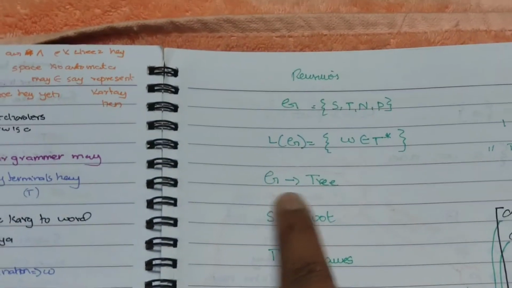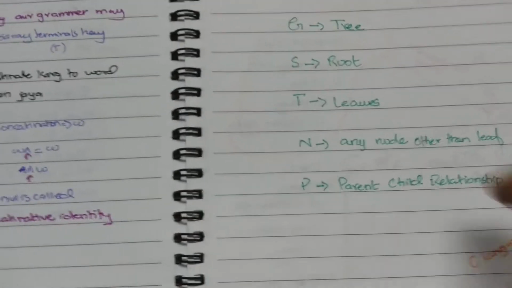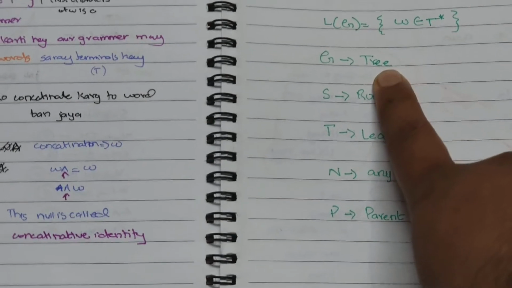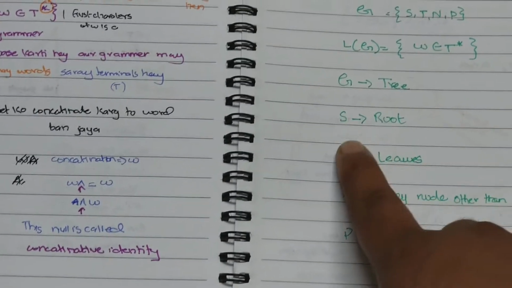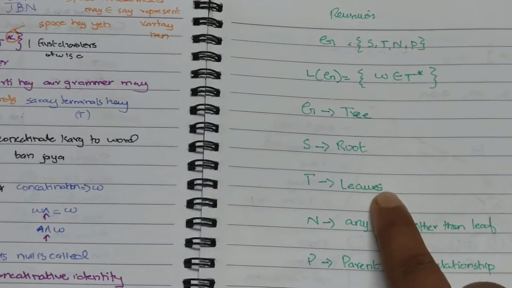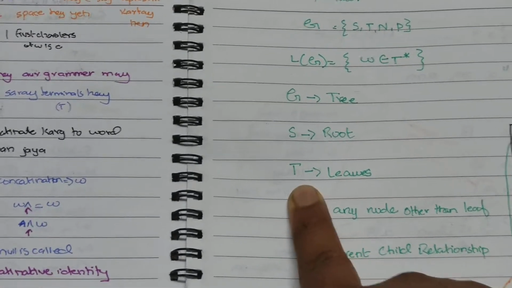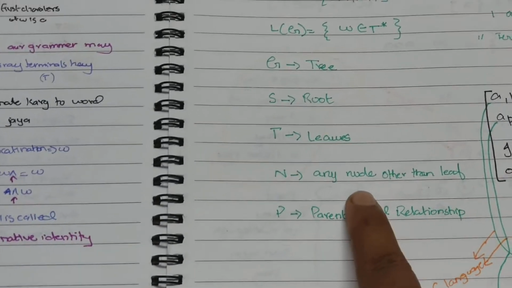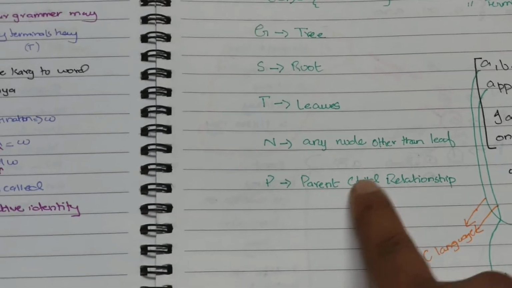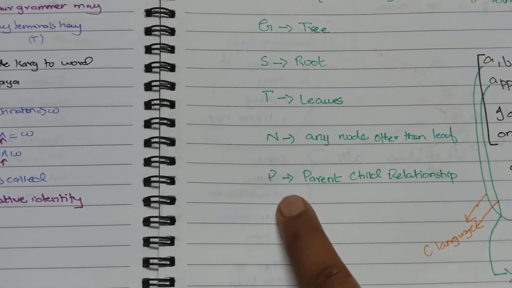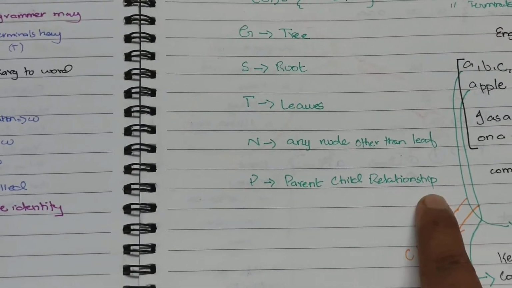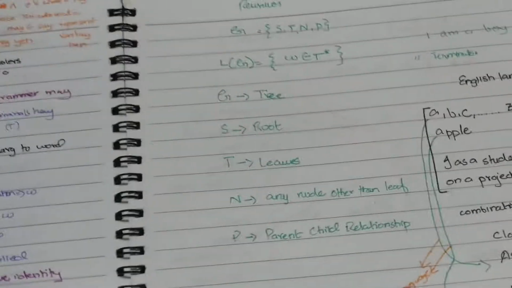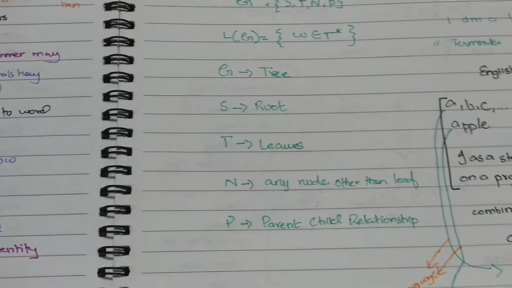Okay, so grammar. We have already built that tree of grammar, and S is our starting point, and it's also called the root of the tree. Terminal points are leaves. Any node other than leaf is a non-terminal, and P is the parent-child relationship or the procedural rules.